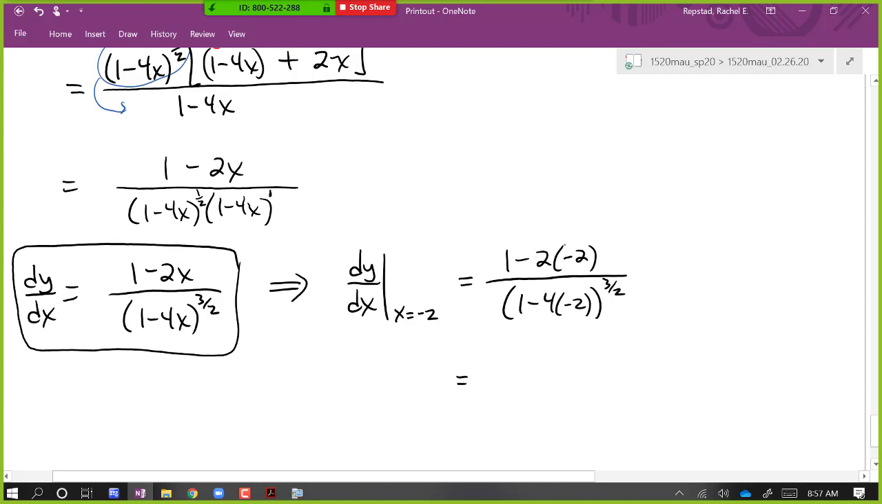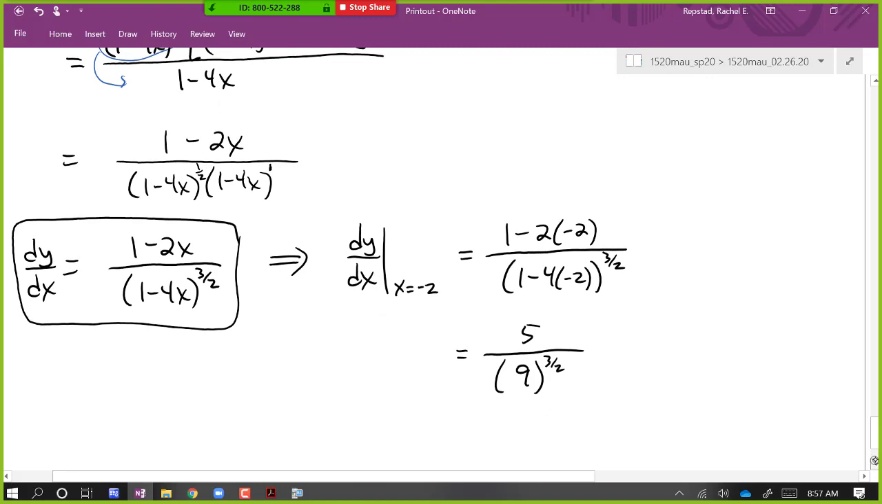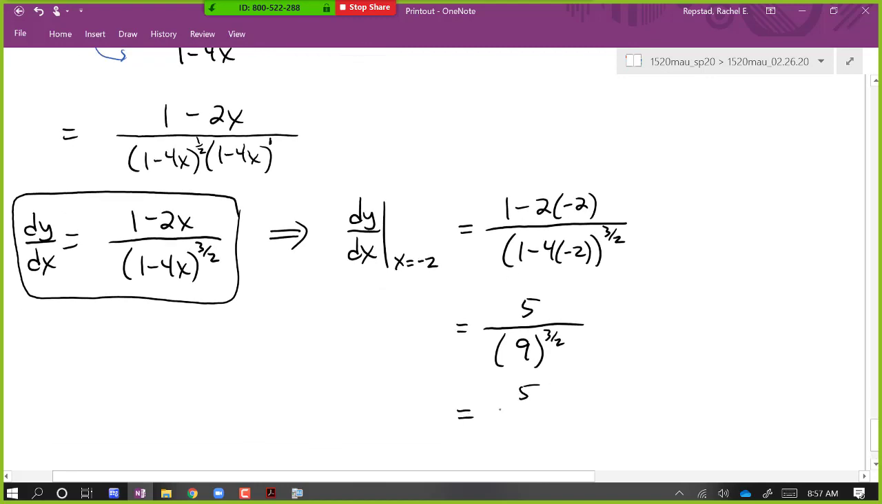So let's see, that's 1 plus 4. We get 5 up top. On the bottom, that's 1 plus 8, so 9 to the 3/2. The 3/2 power means take the square root and then cube it, so that would be 3 cubed, or 27. So we get 5 over 27.